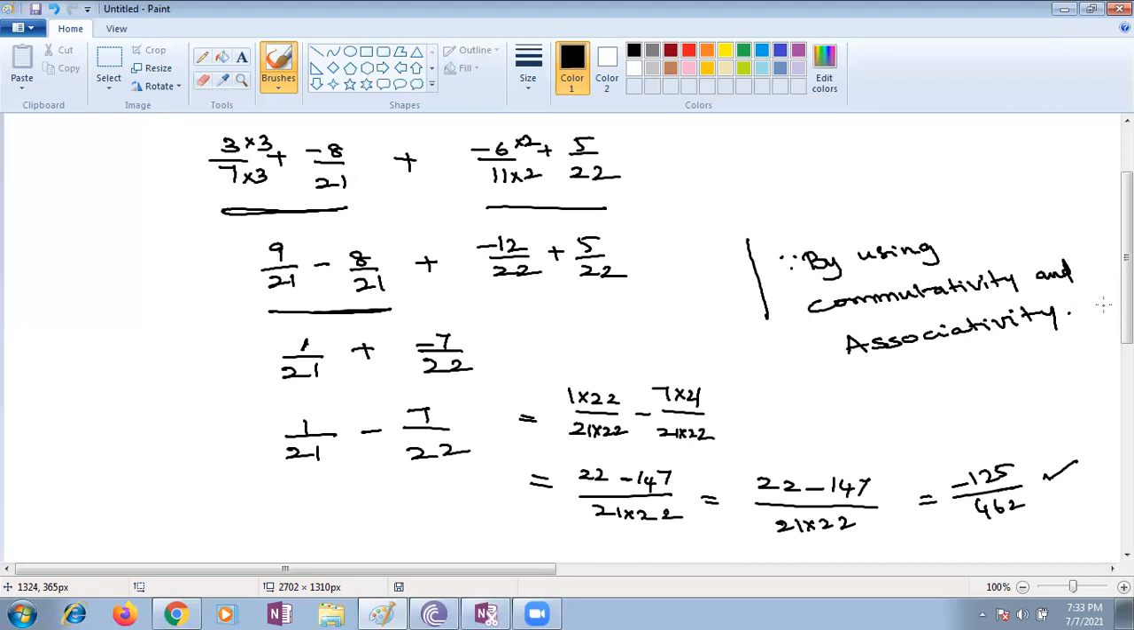My question for the students: do you think this property of commutativity and associativity made this calculation easier or difficult? Easier. Very good. If you do the normal method, you will get some big number in the denominator, children. Making 462 a common denominator is really a tough task. Using properties makes your calculation easier.